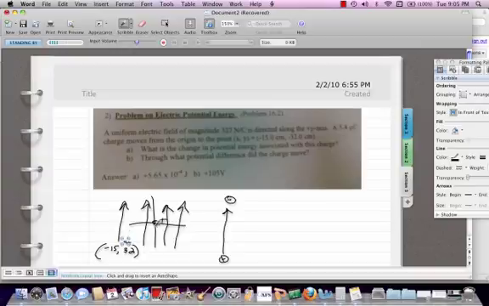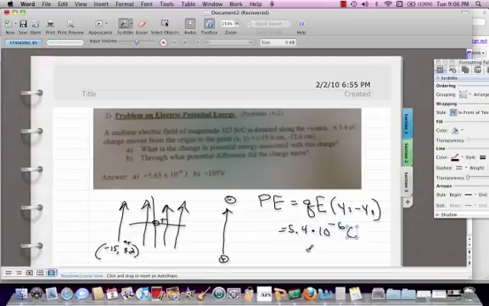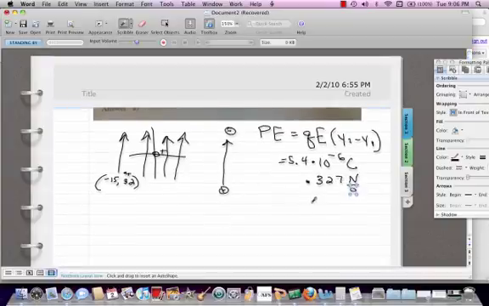The other thing is I know that my potential energy formula is equal to Q times E times y2 minus y1. And like I said, it's going to be positive, so I'm not going to worry about the sign of this. I just know it's going to be positive. So this is going to equal the charge, which is 5.4 times 10 to the minus 6 coulombs, times the E field, which is 327 newtons per coulomb, and then multiplied by that 0.032 meters.